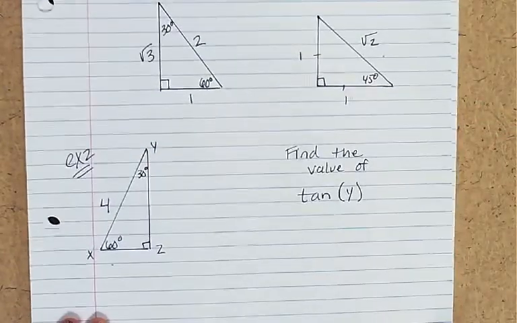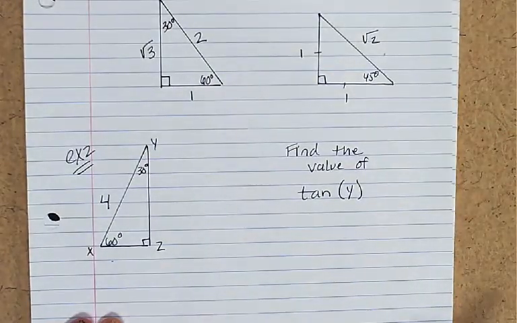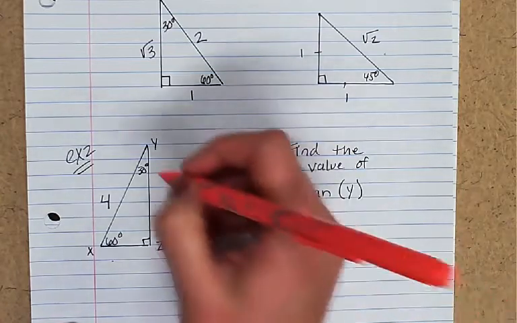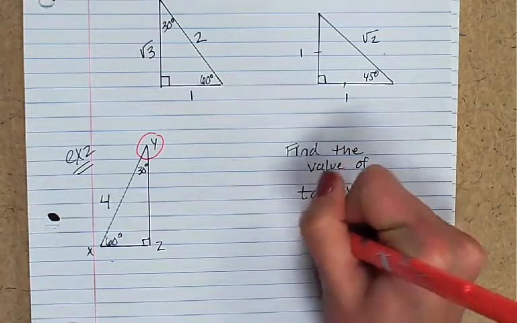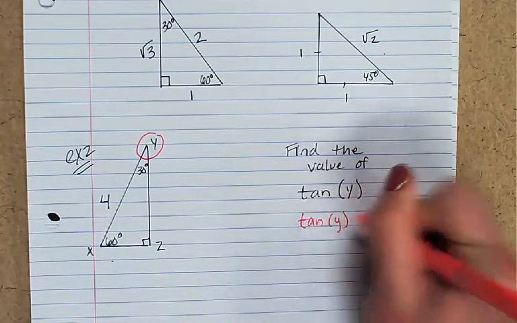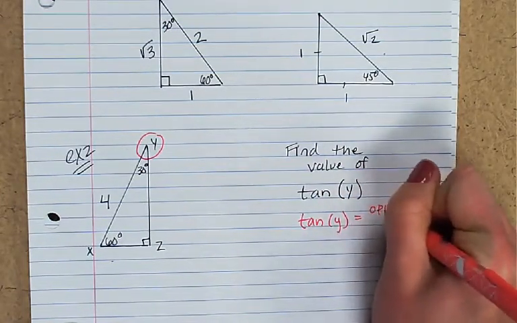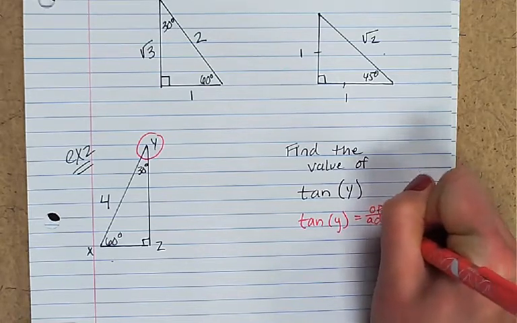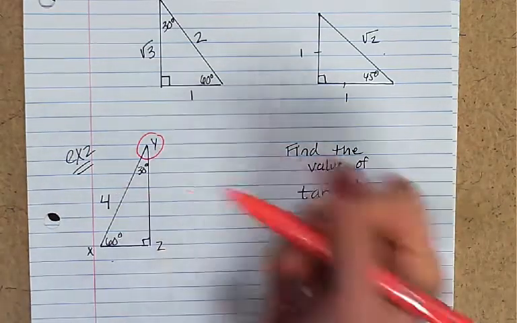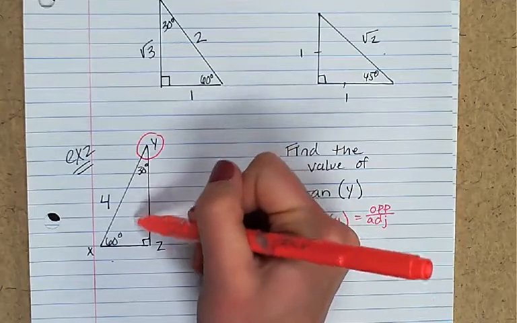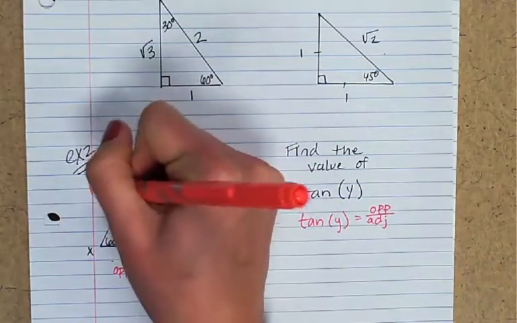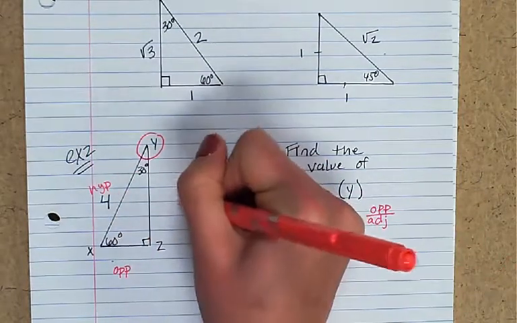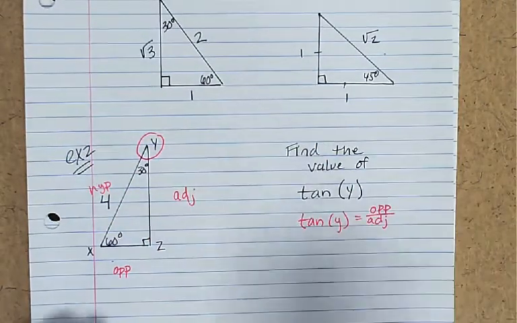So for example 2 here, it says find the value of tangent y. So here's y. Tangent is going to be opposite over adjacent. So unfortunately for us, we don't have either of those values because all the way over here, this is our opposite length. This is our hypotenuse because it's opposite the right angle, and here is our adjacent.